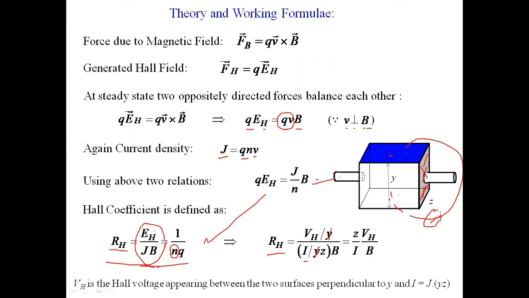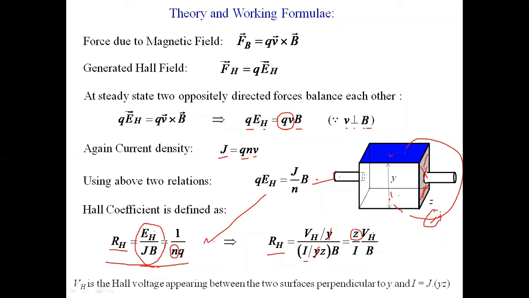Z, the dimension of the semiconductor, is given, so we need not bother about the dimension. In the first class, I told you that whatever is given to you, you treat as constant. This is not your variable. So actually you have 2 inputs, I and B, and 1 output, VH. So you can determine RH for a particular set of I, B, VH.